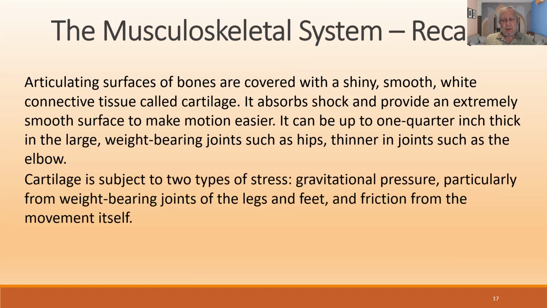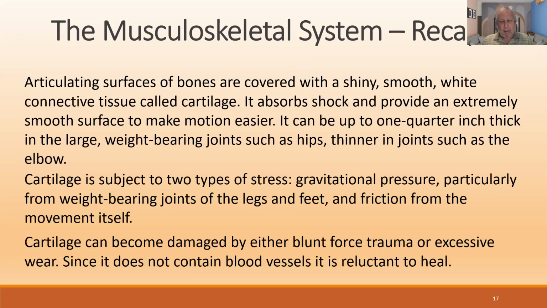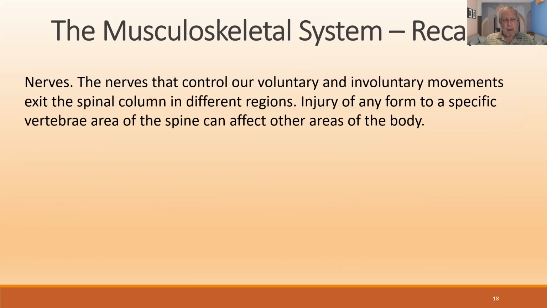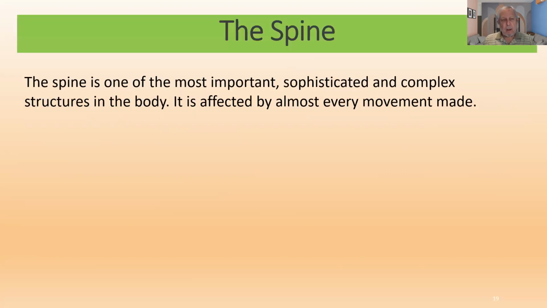Cartilage is subject to two types of stress: gravitational pressure, particularly from weight-bearing bones, the legs and feet, and friction from the movement itself. Cartilage can become damaged by either blunt force trauma or excessive wear. Since it does not contain blood vessels, it's reluctant to heal. The nerves that control our voluntary and involuntary movements exit the spinal column in different regions. Injury of any form to a specific vertebrae area of the spine can affect other areas of the body. The spine is one of the most important, sophisticated, and complex structures in the body.